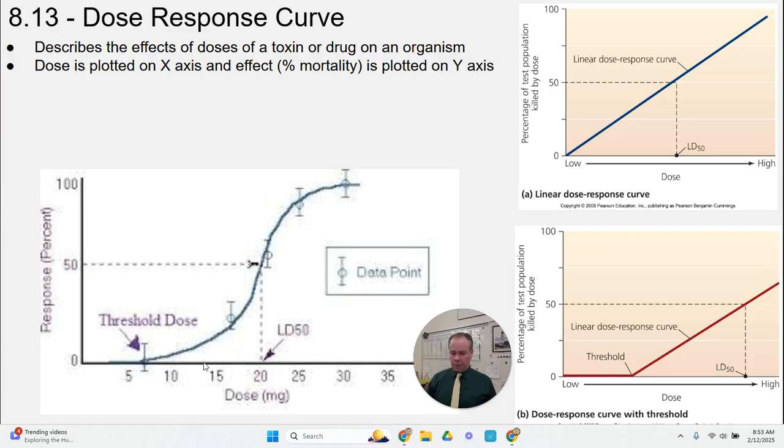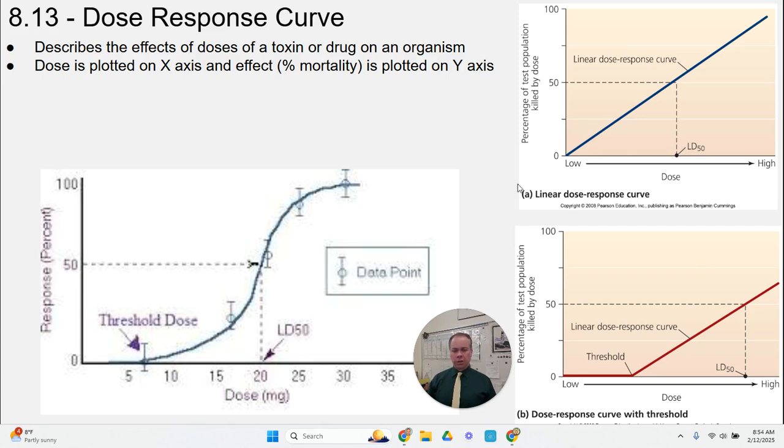We can use dose-response curves to figure out the LD50. That's a common question that comes up. So how do you figure out LD50 based on a dose-response curve? You just look at the 50% mortality rate on the y-axis, follow it over to the graph, follow it down, and see what the dosage is at which 50% of the individuals die. In this case, the LD50 for the substance is 20 milligrams per kilogram.